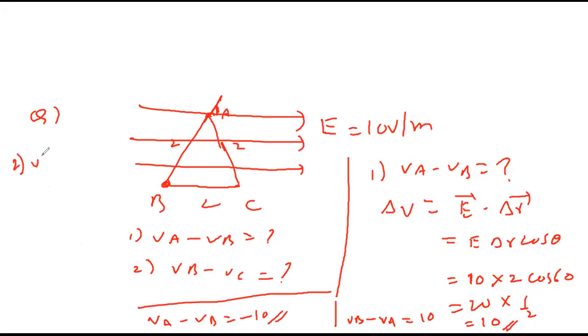Second part, VB minus VC is equals to. Now B is greater, we can clearly see, minus VC. E is 10 into 2. What is the angle? Is it 0? Between this? Yes. So 20. Okay, direct answer.